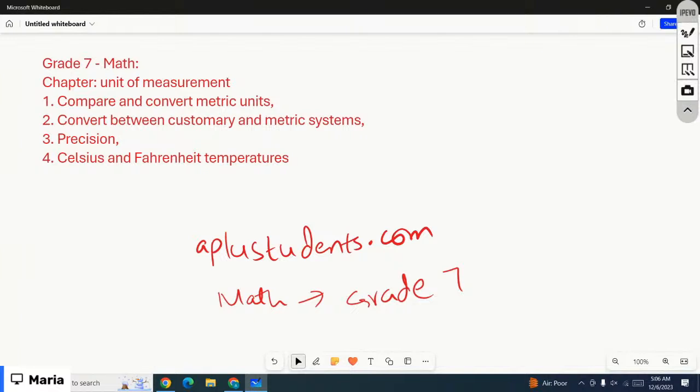We're going to start with the chapter unit of measurement, and the lessons we're going to cover from the chapter are compare and convert metric units, convert between customary and metric systems, precision, and Celsius and Fahrenheit temperatures. So let's start with the first lesson, that is compare and convert metric units.